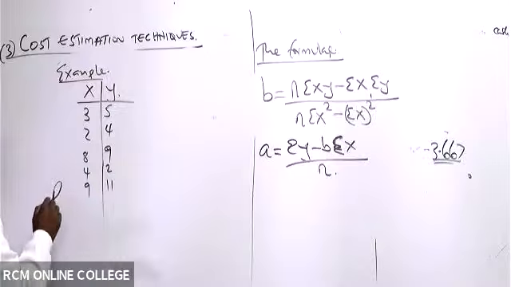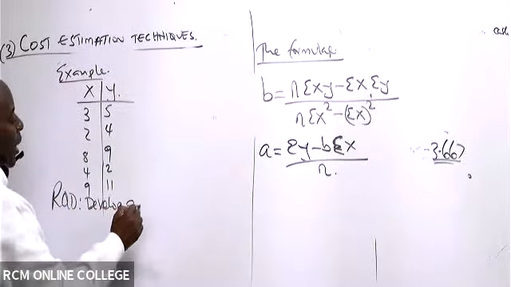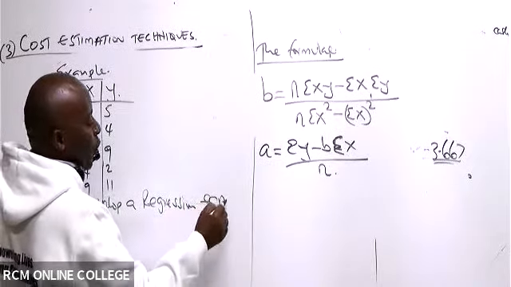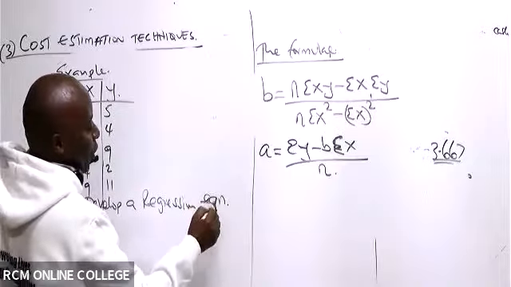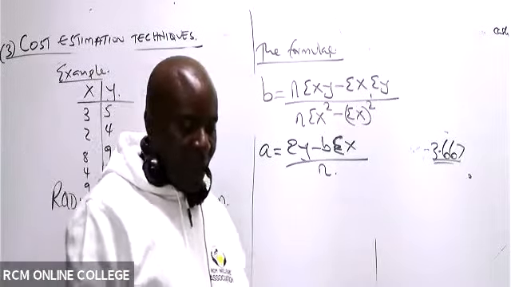And then we are required to develop not a high-low, but a regression equation. They want us to develop a regression equation. Once you write this, are you able to put your thumbs up like this?